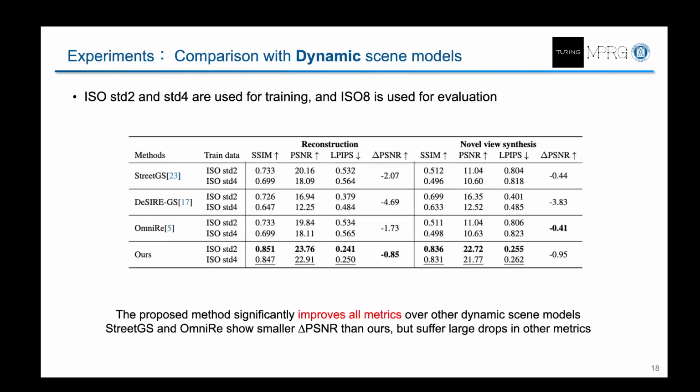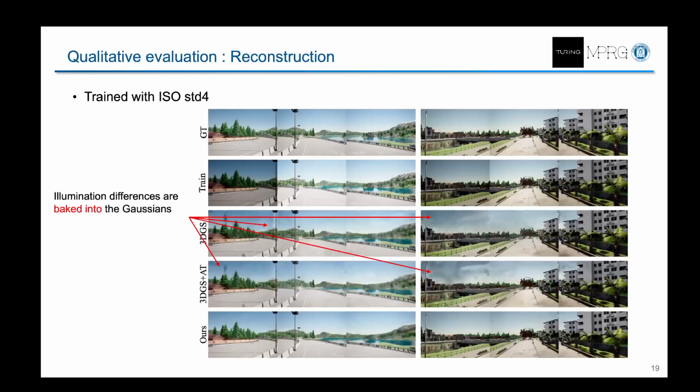This slide shows results on comparison with dynamic scene models. StreetGS and OmniRe show smaller delta PSNR than ours, but suffer large drops in other metrics. In baseline methods, illumination differences are baked into the Gaussians. In contrast, our method removes these inconsistencies.